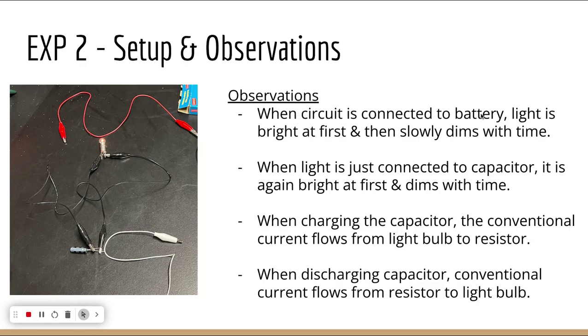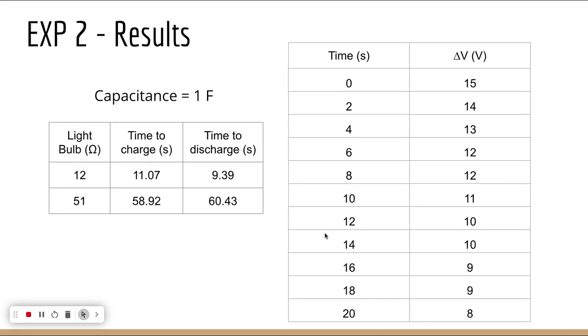So setup and observations. They're over here, but I'll highlight these first two because those are the important ones. When the circuit is connected to the battery, the light is bright at first and slowly dims with time as the capacitor gets charged. And when the light is just connected to the capacitor, it is again bright at first and dims with time as the capacitor gets discharged.